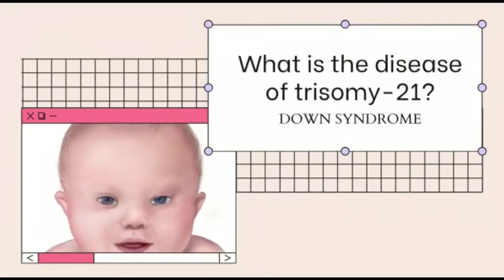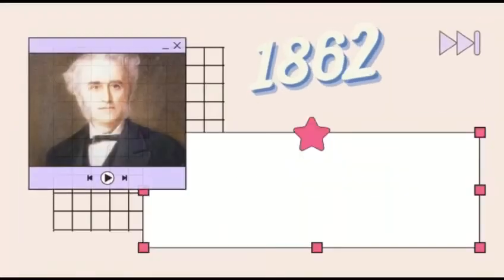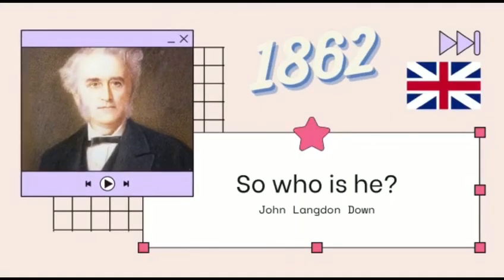So, what is the disease of trisomy 21? The disease for trisomy 21 is Down syndrome. I think a lot of people have heard about Down syndrome. This disease was introduced by John Langdon Down in 1892, where he detected the mental disability that occurred in his study.